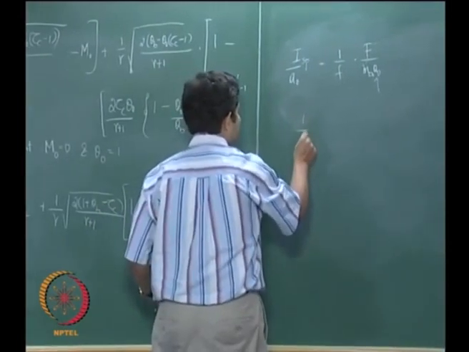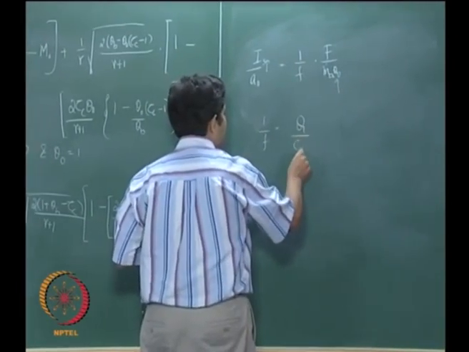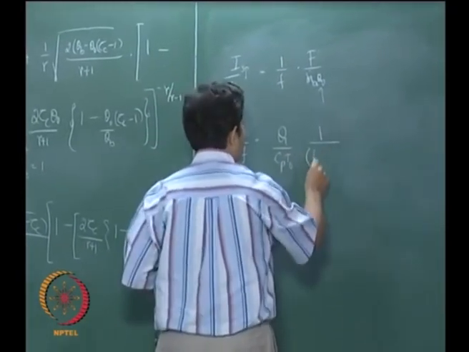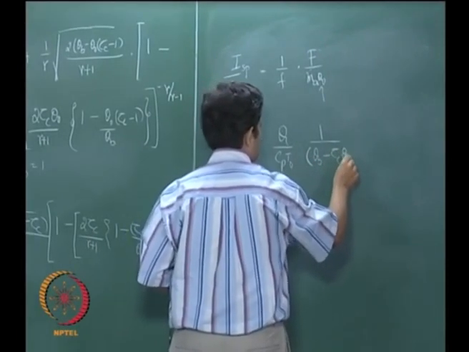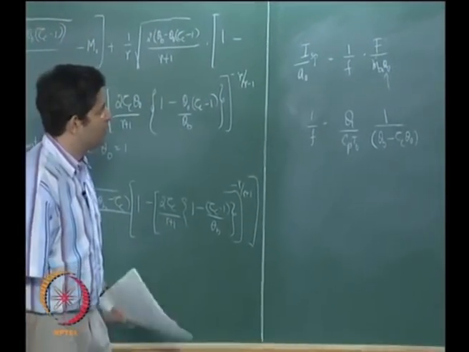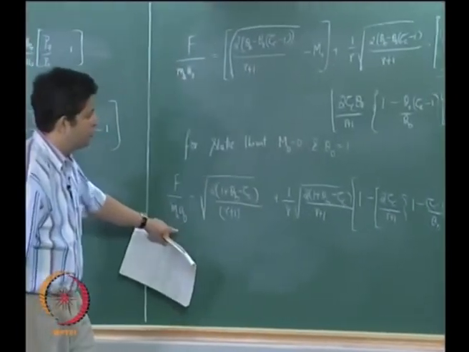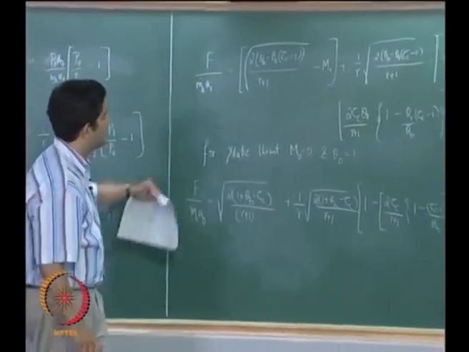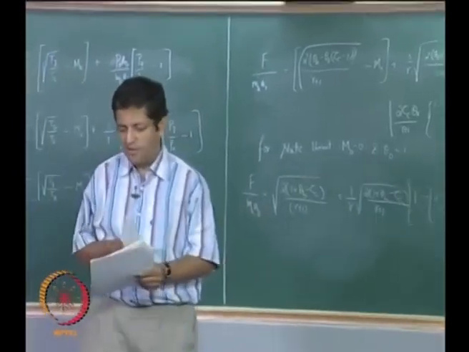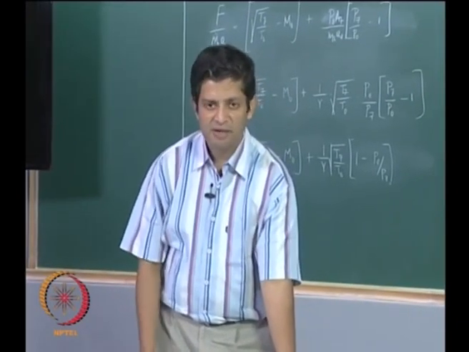So I can use 1 by f that we had derived earlier as q by Cp T naught into... This expression remains the same. So I know that 1 by f is known, f by m dot a is known. If you substitute this expression there, you will get ISP. Now, having derived these expressions, let's look at what we can understand from them.